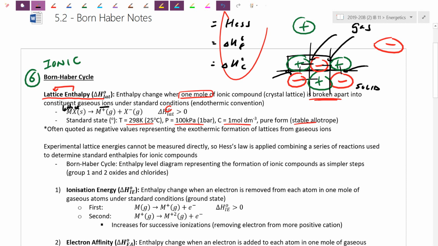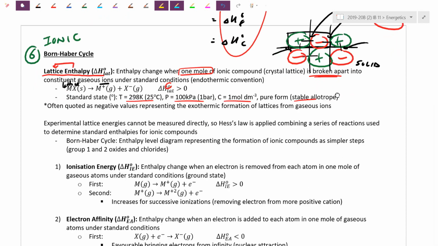I also need to, even if I manage to separate this compound, supply heat energy good enough that this can actually liquefy the metal and then become a gas. Same thing with the non-metal, it has to become a gas. There are way too many steps involved, which is why it's hard to do experimentally.